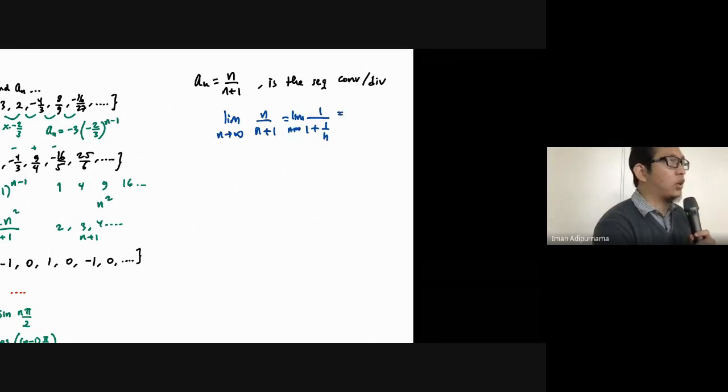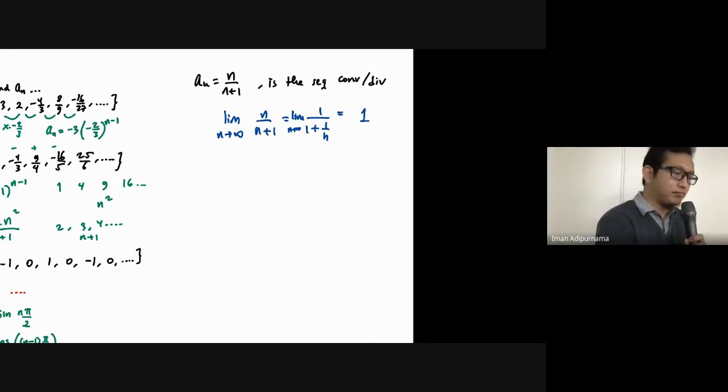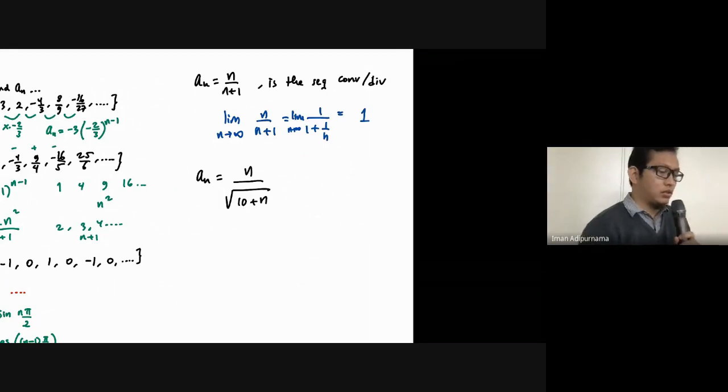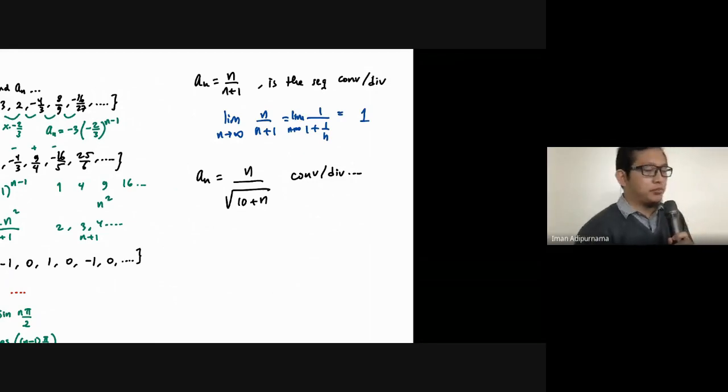And we know that 1 over n, if we approach the limit as n approaches infinity, is 0. So we can say that it's 1. And this was already discussed in the early introductions, right? That the limit will be approaching 1. If you have n, converge or diverge, same questions.